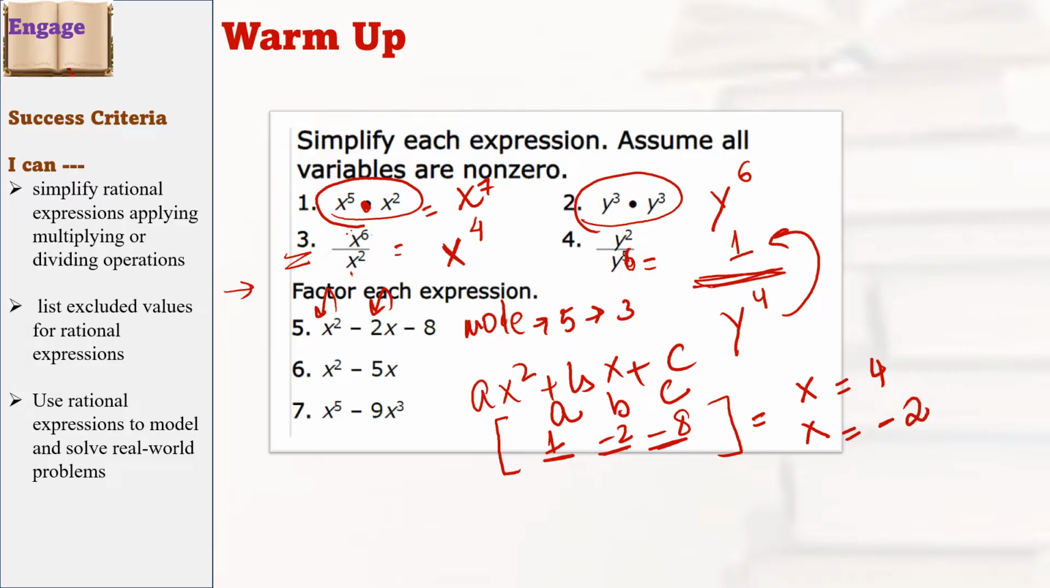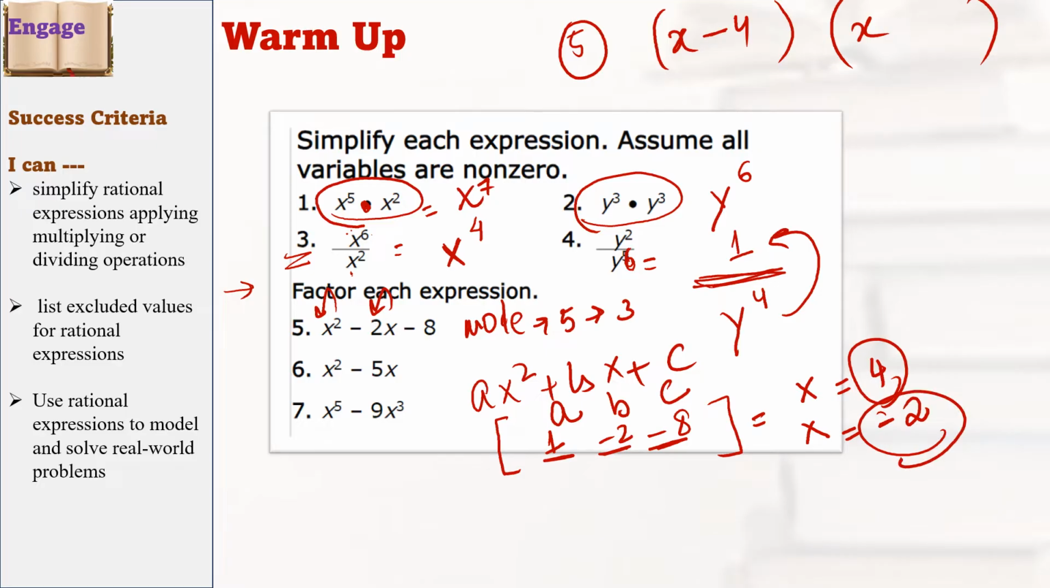So how will you factor it? When you factor, you will make the two brackets. I am solving question number 5. You write here the x, you write here the x. If it is positive 4, you write the negative 4. And if it is negative 2, you write the positive 2.